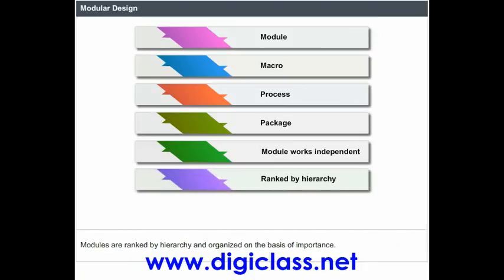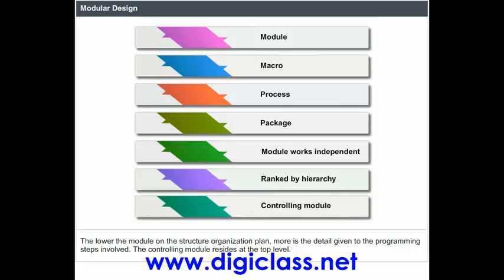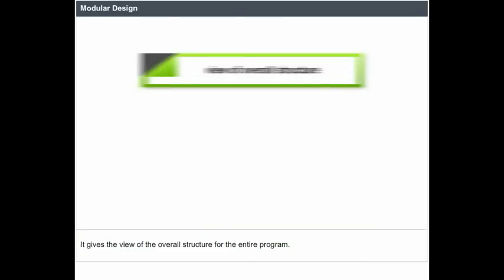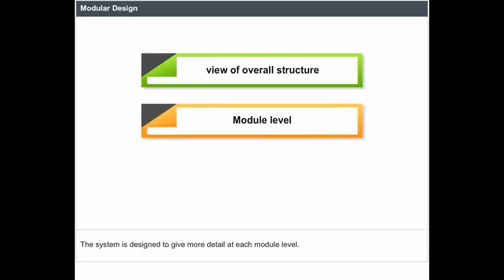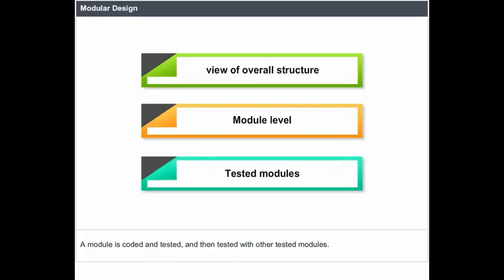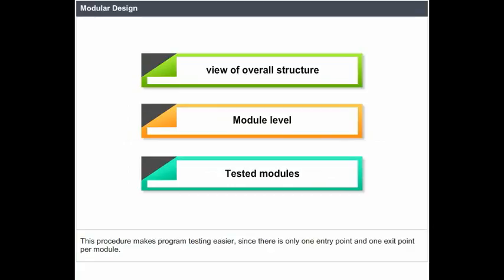Modules are ranked by hierarchy and organized on the basis of importance. The lower the module on the structure organization plan, the more detail is given to the programming steps involved. The controlling module resides at the top level. It gives the view of the overall structure for the entire program. The system is designed to give more detail at each module level. A module is coded and tested and then tested with other tested modules. This procedure makes program testing easier since there is only one entry point and one exit point per module.